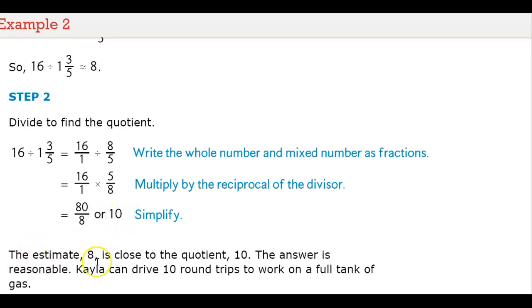So the estimate was 8, and that's close to the quotient, which is 10. So the answer is reasonable. So Kayla can drive 10 round trips to work on a full tank of gas.